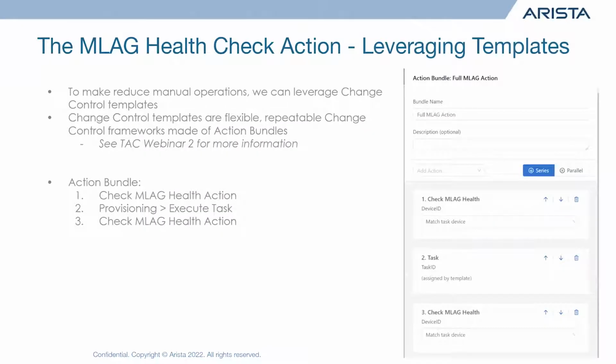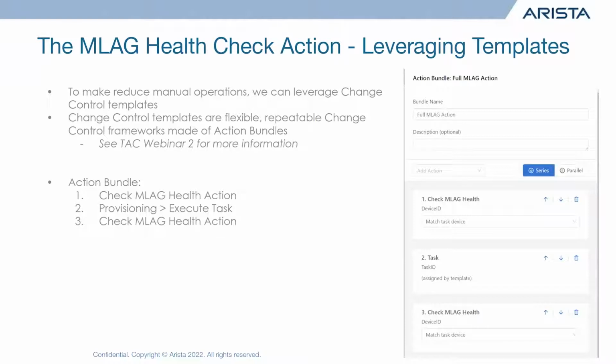All right, and so instead of doing everything manually, we can actually leverage templates as well. These templates help to reduce manual operations and increase the level of automation inside CVP. The change control templates are very flexible, they're repeatable, and they're made of action bundles. So if this isn't very familiar, go back to webinar 2. We have a great overview of exactly how to use templates and change controls in that way, specifically how to create them.